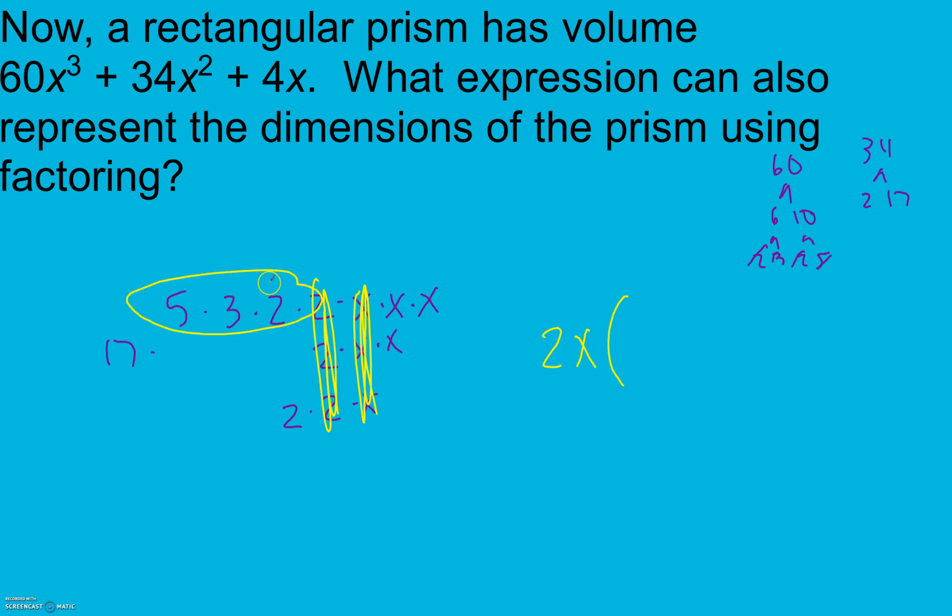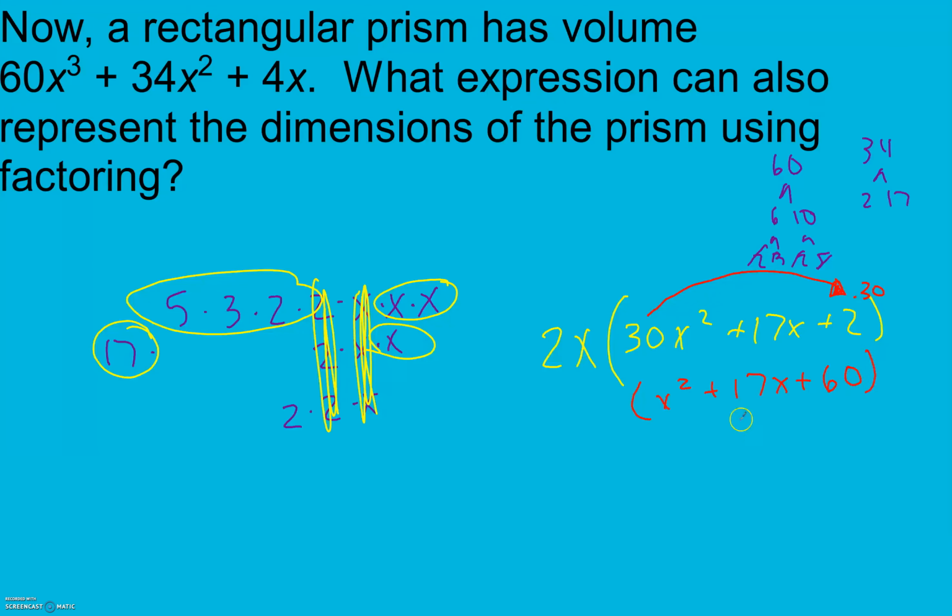We multiply by what's left. Here, 30x squared plus 17x, remember each row is its own term, plus 2. And we want to try and break that down further if we can. We already took out our greatest common factor, so now we're going to try our swing method. Multiply by 30. x squared plus 17x plus 60.